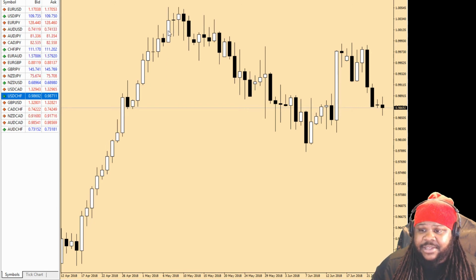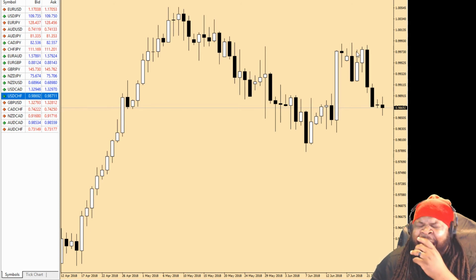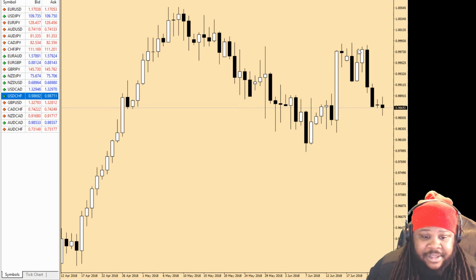So as you guys can see, during this uptrend, it was very strong. Then you have another downtrend. Then you have another uptrend, minor. And now you have another uptrend that's actually starting or taking place. So definitely something to keep in mind.